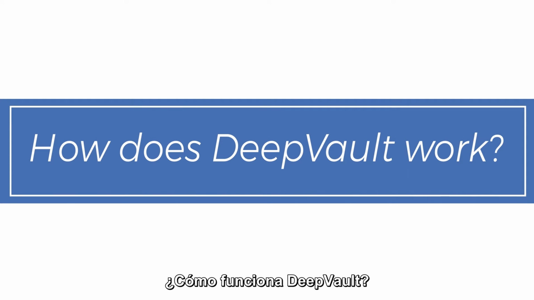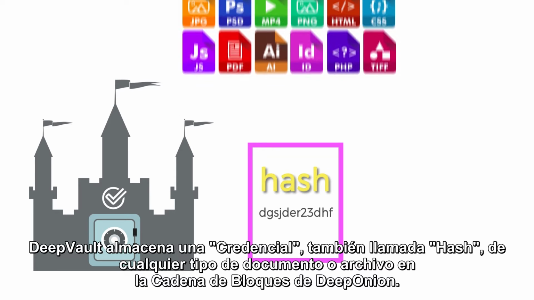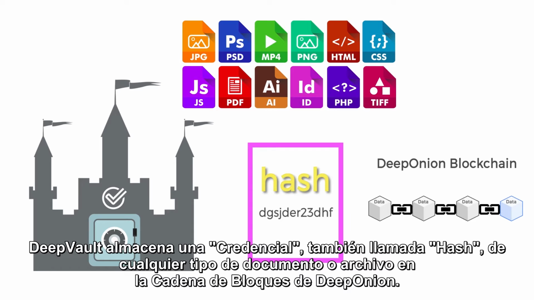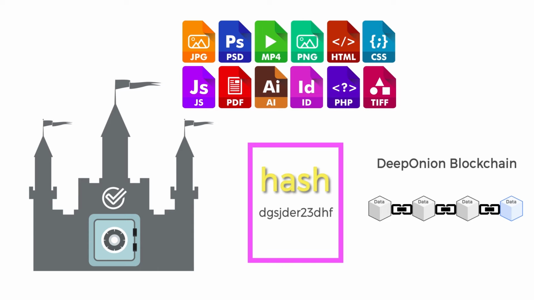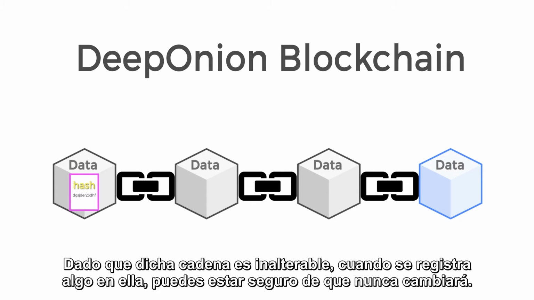How does DeepVault work? DeepVault stores a credential, also called a hash, of any type of document or file into the DeepOnion blockchain. Since the blockchain is immutable, when you register something on it, you can be sure that it will never change.